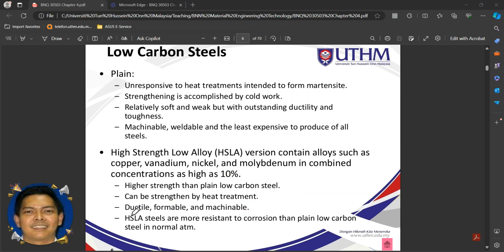So a characteristic that makes it different from the low carbon steel is that it's more ductile, formable, and also machinable, meaning that it is easily manufactured into different types of materials. HSLA steels are more resistant to corrosion than plain low carbon steel in normal atmosphere. This is why the usage of HSLA steel is much required, and much demanded in real applications compared to low carbon steel.